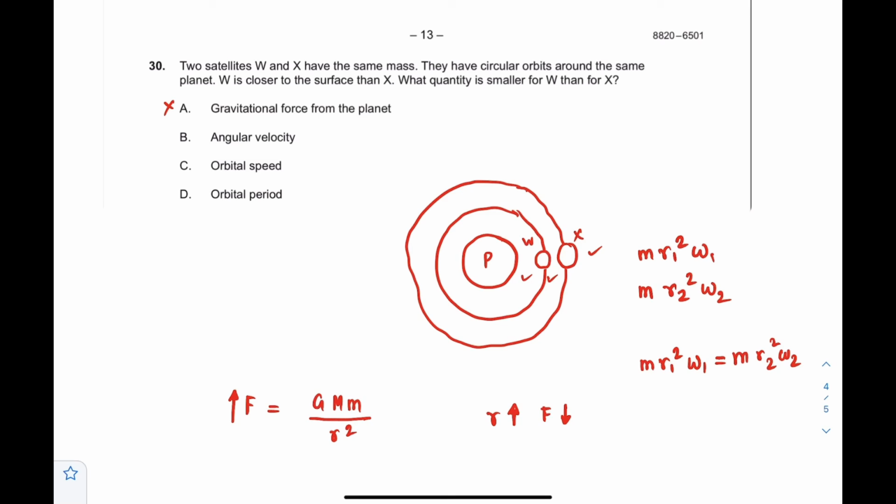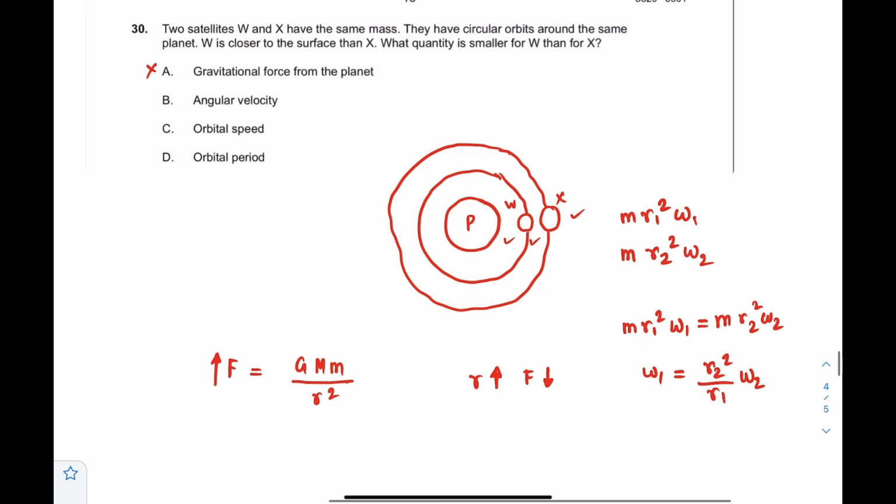We want to find omega 1. Omega 1 will be equal to r2 square by r1 square into omega 2. We know that r2 is greater than r1, because the distance of satellite X is greater than the distance of satellite W. So omega 1 would be greater than omega 2. The angular velocity of W is not smaller than X; in fact, the angular velocity of W is greater.